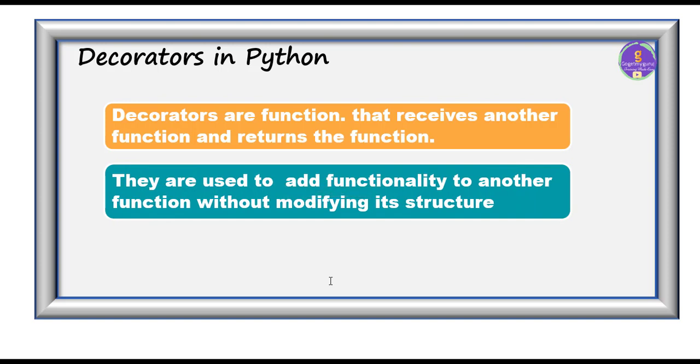Why are we using decorators in programming? Decorators are used to add functionality to another function without modifying its structure. That means you are not going to change any code or structure of the function or class, which is your original function or class. You are going to add extra functionality to that using this extra decorator function.